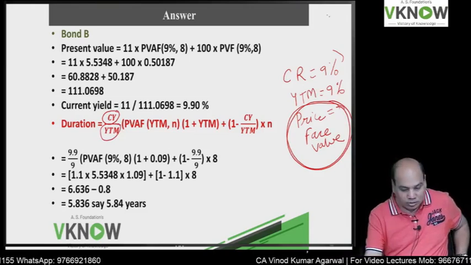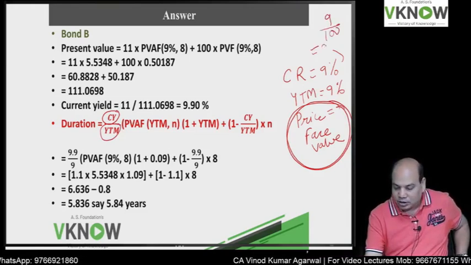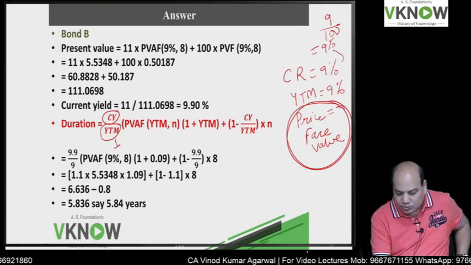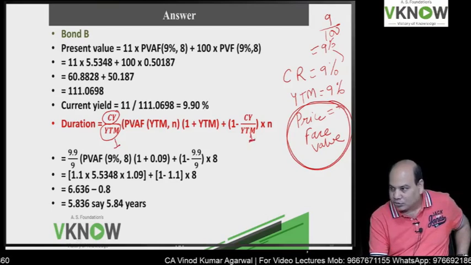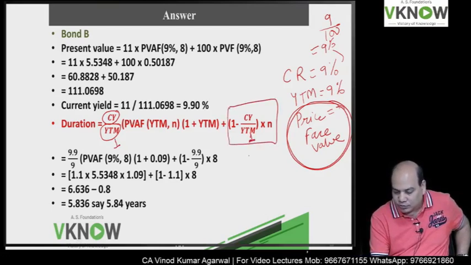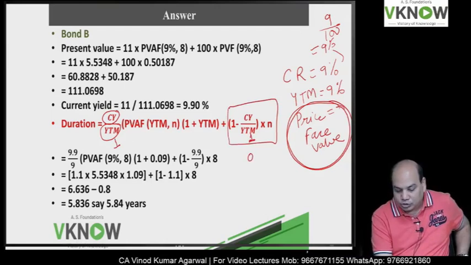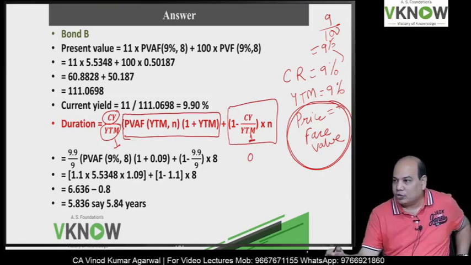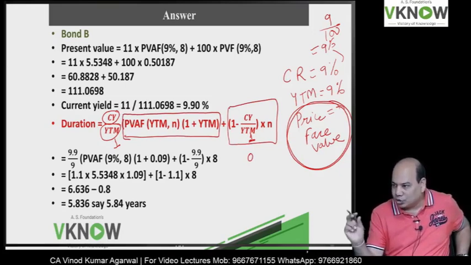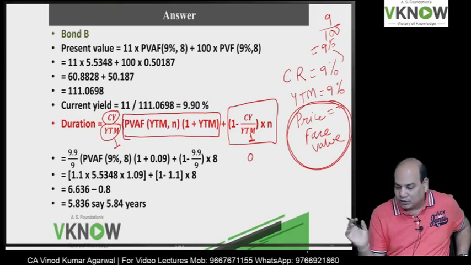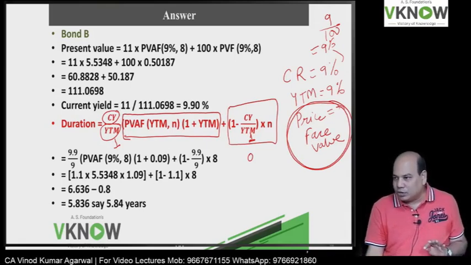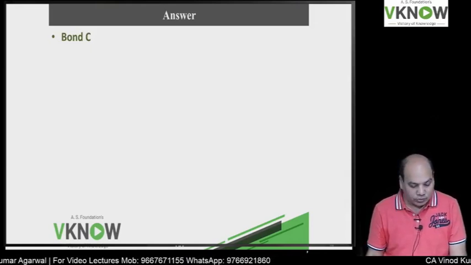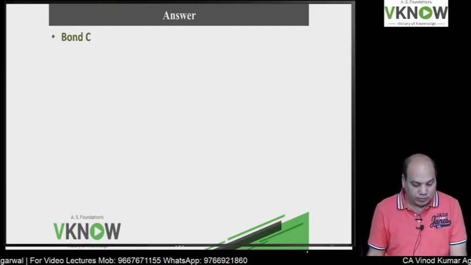Current yield will be 9 divided by 100. Current yield will be 9%. YTM is already 9%. So this portion becomes 1. So this entire portion will become 0 because 1 minus 1. So duration will be only equal to this much. That will save your time for the third bond if you know this basic thing, that if coupon rate and YTM are same, price is equal to face value and current yield is equal to YTM. So with that knowledge, we will go ahead, write down bond C.